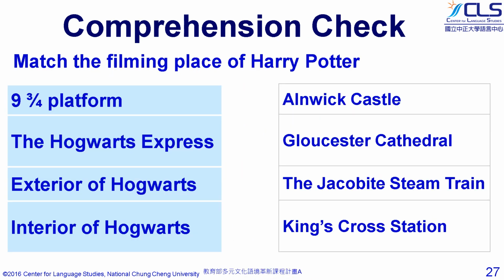Please match the filming place of Harry Potter. Platform 9¾ was shot at King's Cross Station. The Hogwarts Express is the steam train in Jacobite. Both the exterior and interior of Hogwarts were filmed at different places. Did you get them correct?